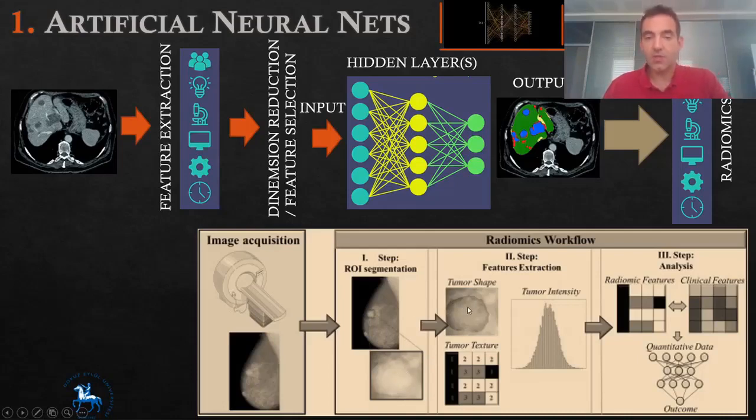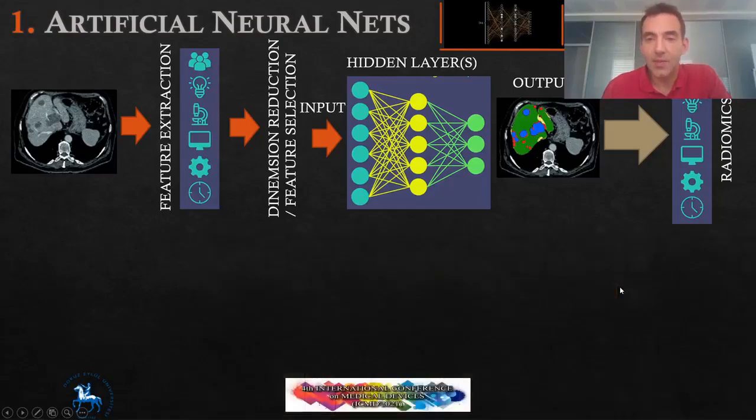But once this region is extracted, several features are obtained from it. For example, the tumor intensity or tumor texture. And once this feature extraction is completed, these radiomics features can be combined with clinical features. And here, like the neural network we have shown, a neural network or another statistical analysis can be employed to obtain the result.